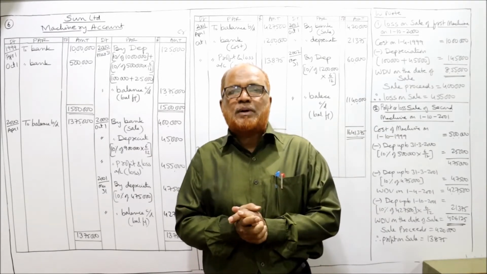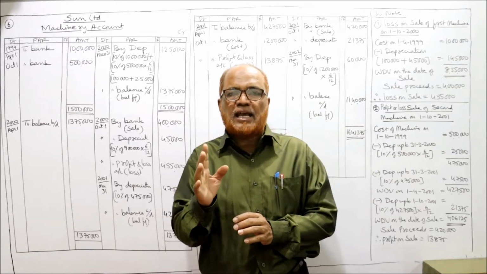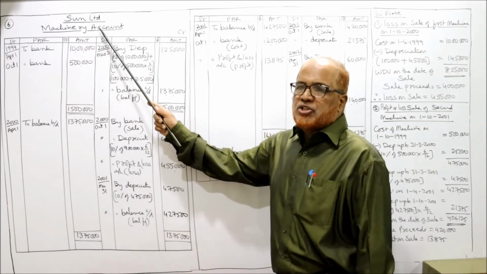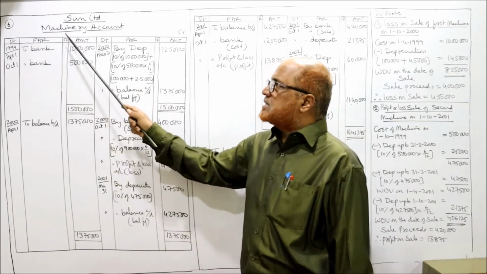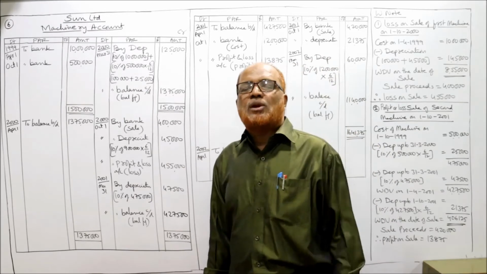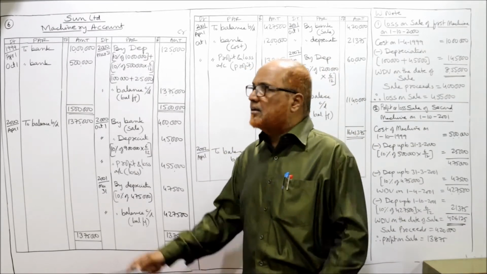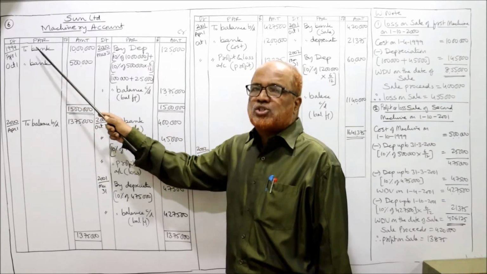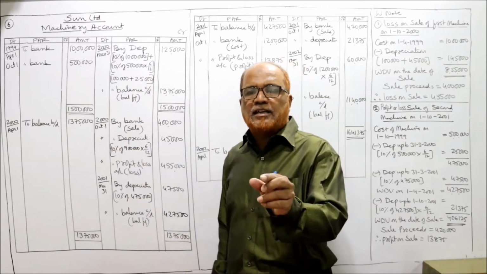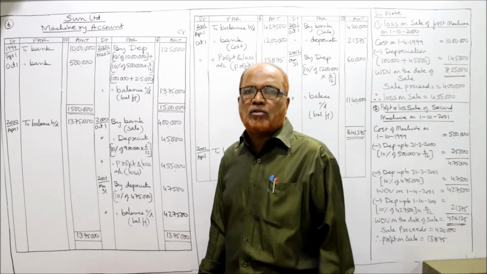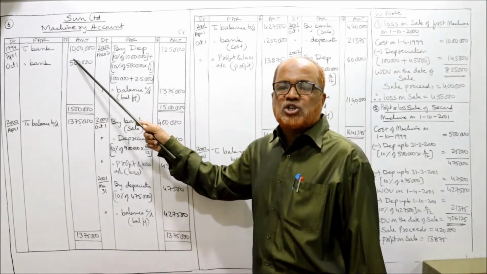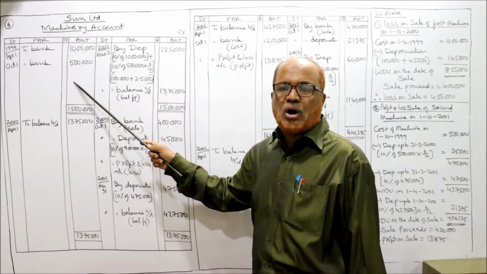The first plant was purchased on 1st April 1999. From this date we have to start the account. Sun Limited machinery account. So debit side date, particulars, JF, amount, credit side date, particulars, JF, amount. Now the first plant is purchased on 1st April 1999. So debit side 1999 April 1st to bank. The cost of the plant was 10 lakh. Same year 1st October, another plant was purchased. So October 1st to bank 5 lakh. Now we have 2 plants.